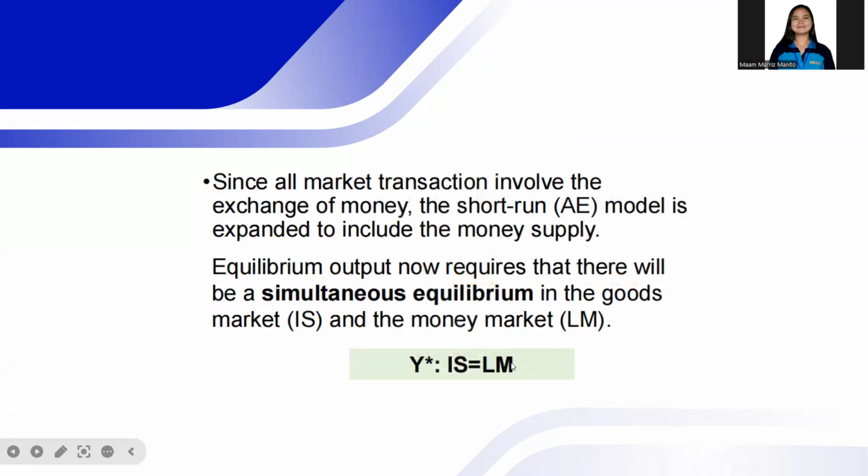Since all market transactions involve the exchange of money, the short-run model is extended to include the money supply. And therefore, IS is equal to LM in order to get the simultaneous equilibrium, which is denoted by Y asterisk.